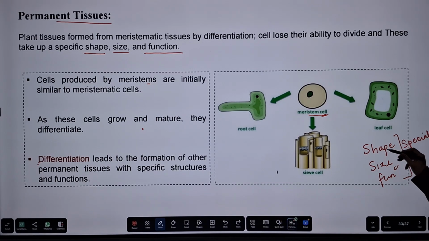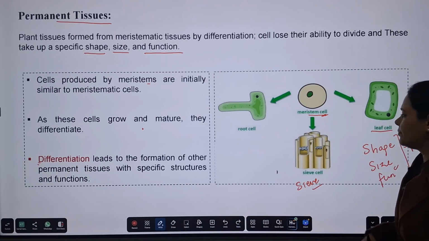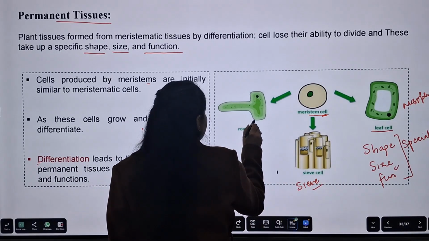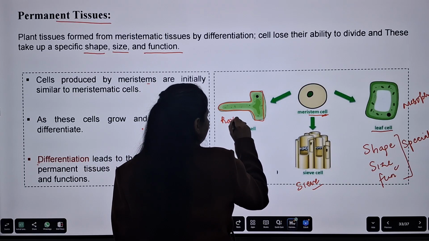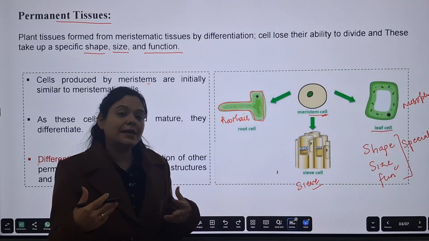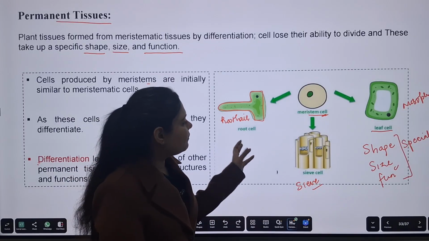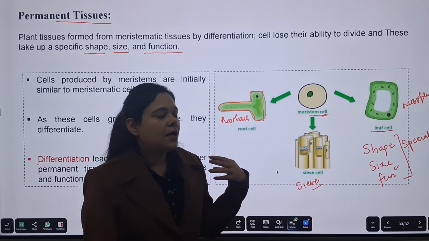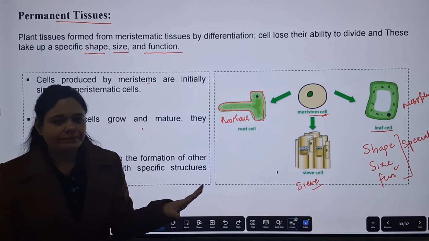Means, for example, if it's located in the leaf, this cell might form a mesophyll cell. In case of phloem, it might become a sieve cell. And in case of root, it might take the structure of an epidermal cell and form a root hair, as you can see. So on the basis of their location, these meristematic cells, eventually with time, become permanent. They become specialized. They take different kinds of shapes, and they become specialized to perform a definite function, right?